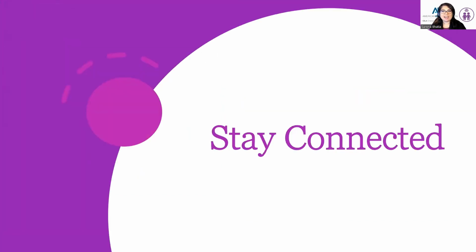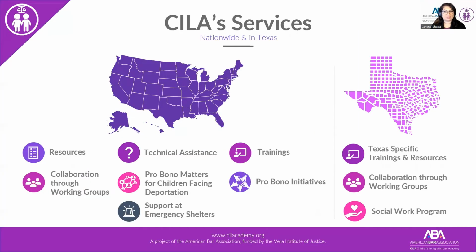Moving on to how to stay connected with CILA and access our resources. Here's a reminder of the services we provide here at CILA. We are based in Houston, Texas. However, we now provide national services. So we provide technical assistance regarding case-specific questions relating to children and youth with immigration cases. We also offer 4 national working groups, the topics of which are asylum, SIJS, pro bono, and detained work and representation of unaccompanied children, and 2 Texas-based working groups, which are Houston SIJS and social work.